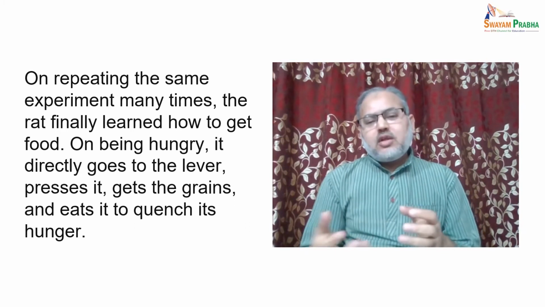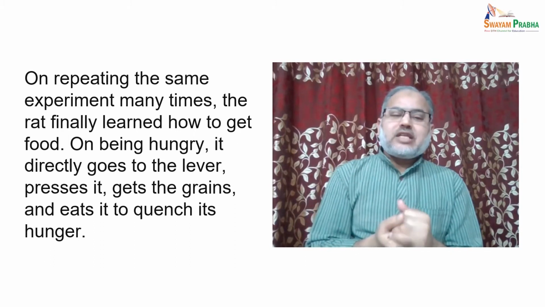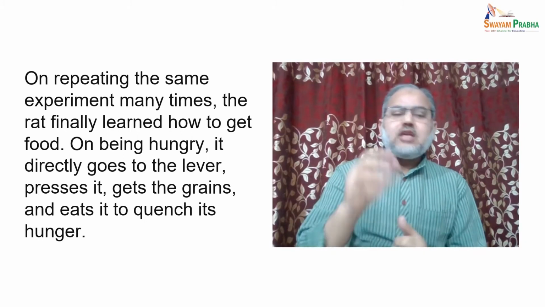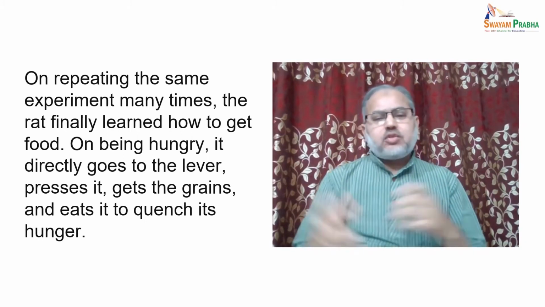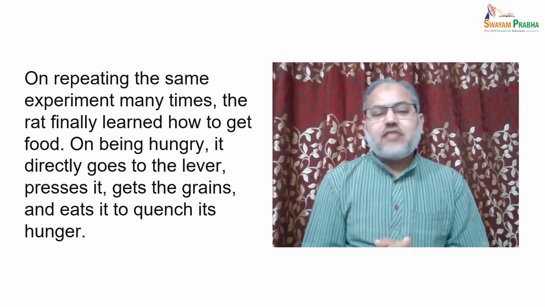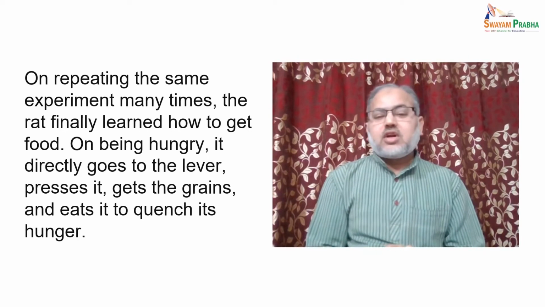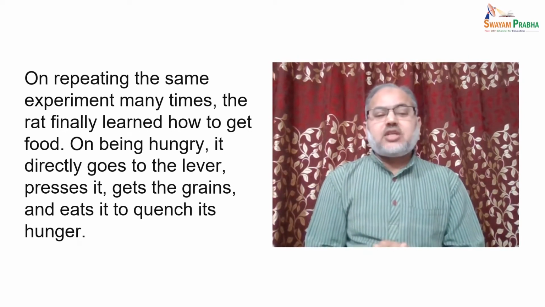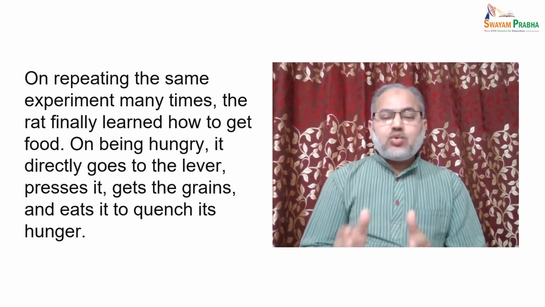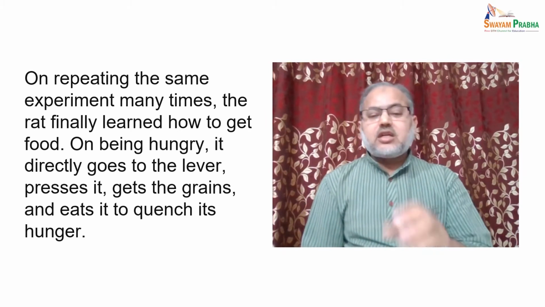Whenever the rat again feels hungry, it tries to recall those events and moves again towards the lever and presses it to get the food. The entire process is repeated, and the rat quickly learned to go straight to the lever after a few times of being put in the box. The consequence of receiving food if they press the lever ensured that they would repeat the action again and again. On repeating the same experiment many times, the rat finally learned how to get food. On being hungry, it directly goes to the lever, presses it, gets the grains and eats them to quench its hunger.